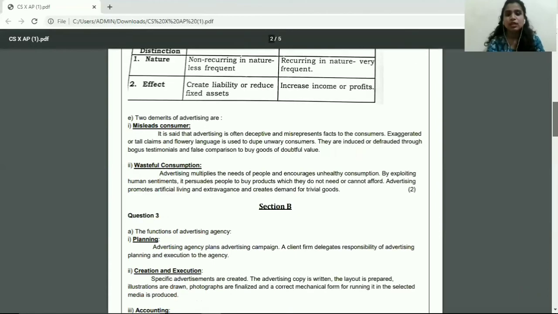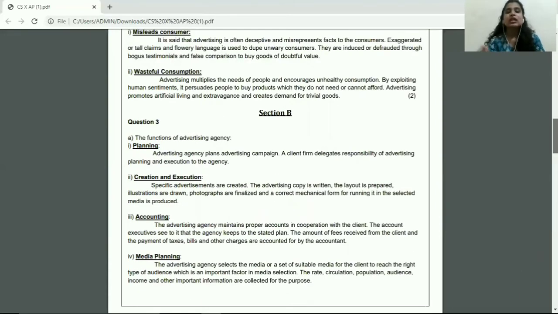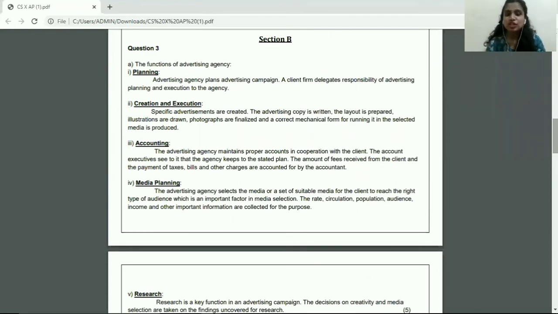Moving on to the next section, that is section B. Since it's a new section, take it on a new page. Write the heading section B. Question 3A. What are the functions of an advertising agency?